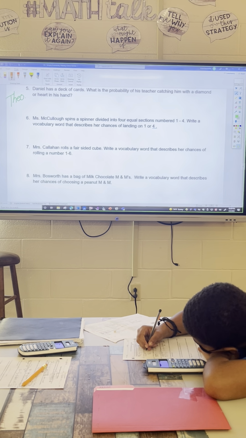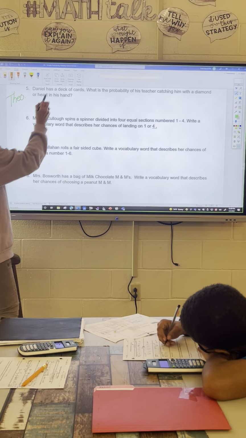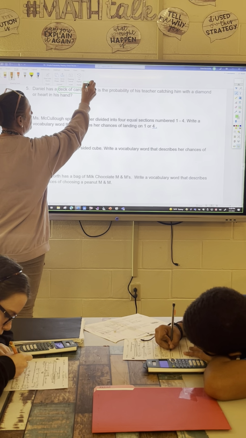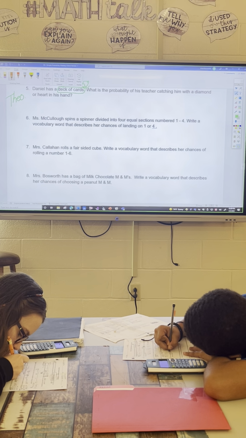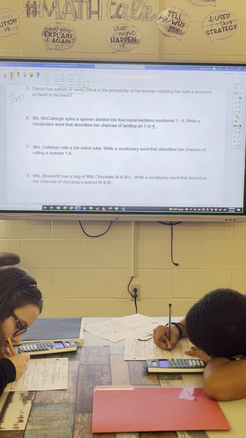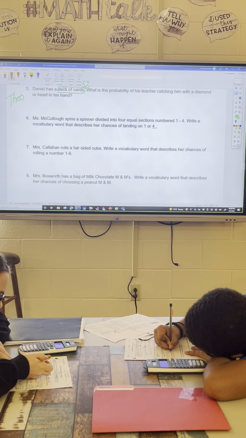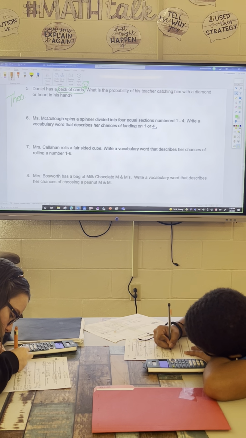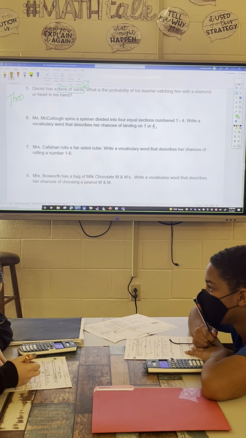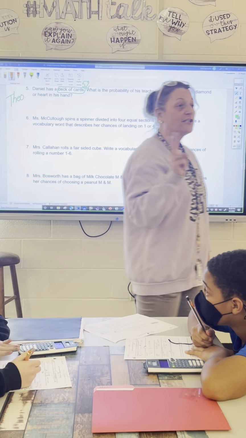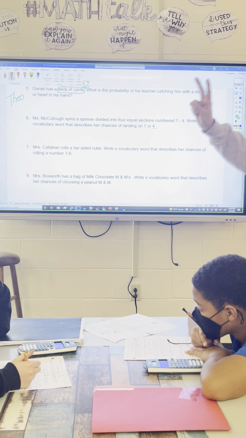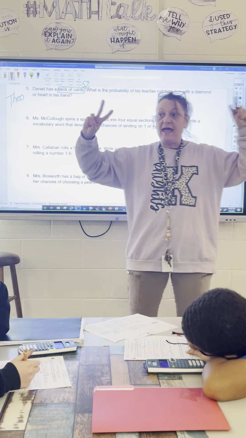All right, so a deck of cards has how many cards? We have 52 cards in a deck. Now, you're thinking, I don't know how many diamonds. I don't know how many hearts. Think about something for a minute. How many? 13. Diamonds and hearts are the only cards in this whole deck that are red. You got diamonds and hearts, clubs and spades.